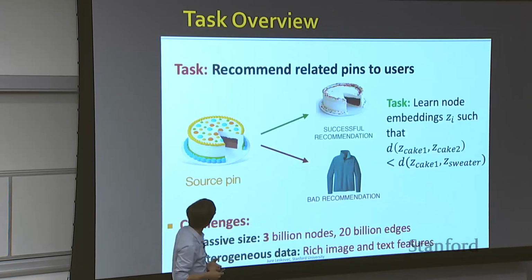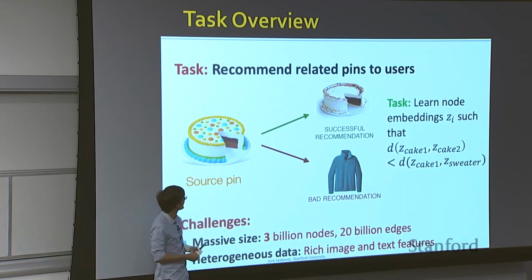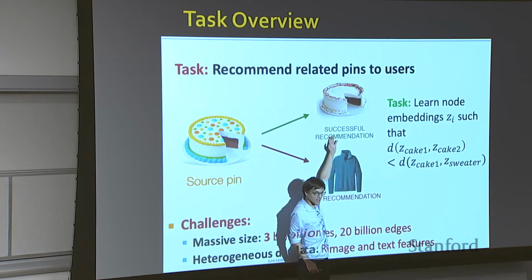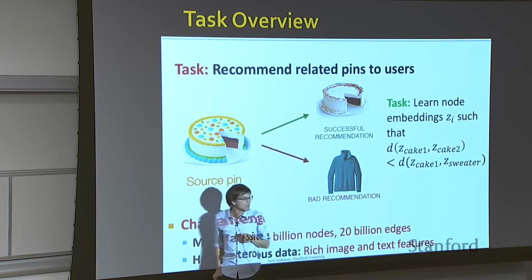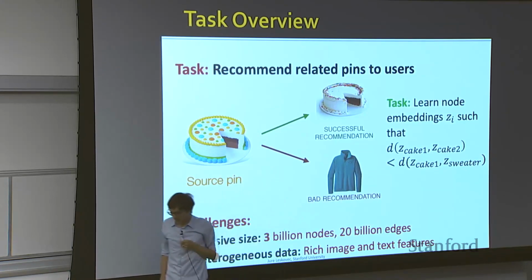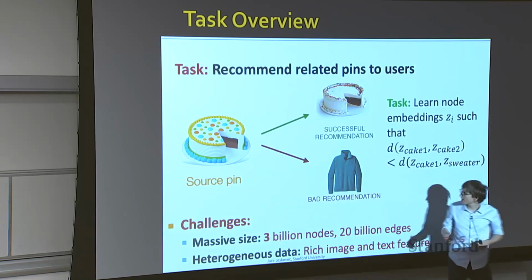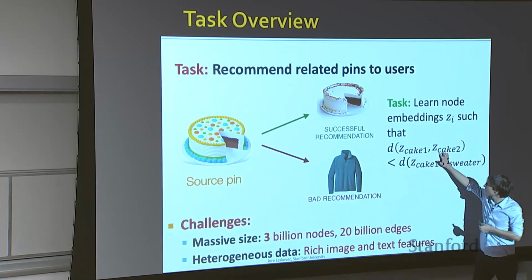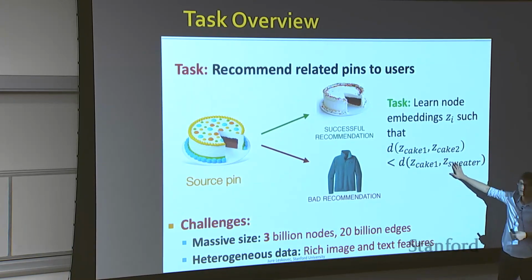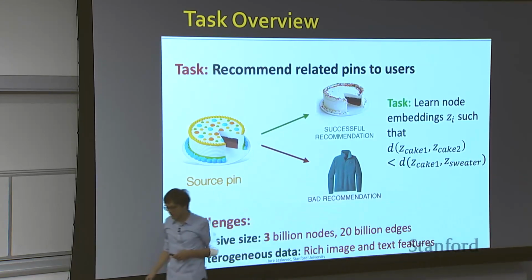And the way we will learn the embedding is to say, we will see what users like to click together. So if a user is looking at a cake, then a user clicks on a related cake. But the user does not click on a very nice comfy sweater, right? And the way we will try to create the objective function is to say that the embedding of the cake 1 and cake 2 should be closer together than the embedding of the cake 1 and the sweater, right? And that is essentially what we will be doing.